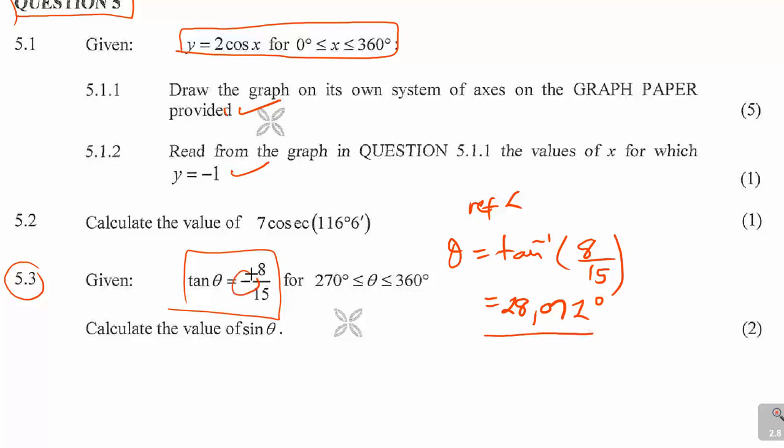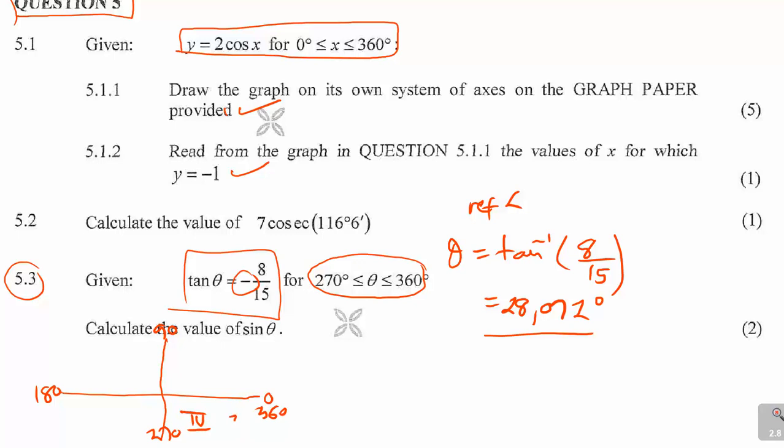But they are saying there is a negative, meaning tan must be negative. So when you look at where is tan negative, then they give you the range between 270 to 360. So you've got 0, 90, 180, 270 and 360. So you see that they are giving it in the fourth quadrant, and in the fourth quadrant is 360 minus theta. So you're going to say the actual theta is 360 degrees minus 28.072. That's where the trick was.